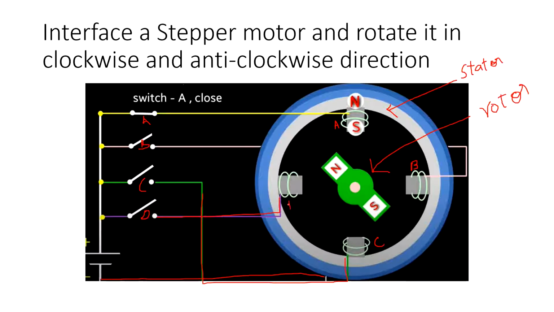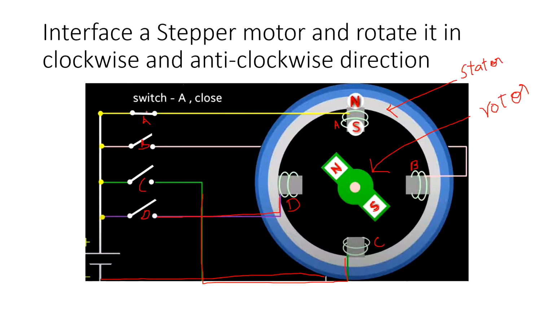This line is D. So I have four poles, A, B, C, D, and this is the rotor which is represented by two poles. One is the north pole and the second one is the south pole.